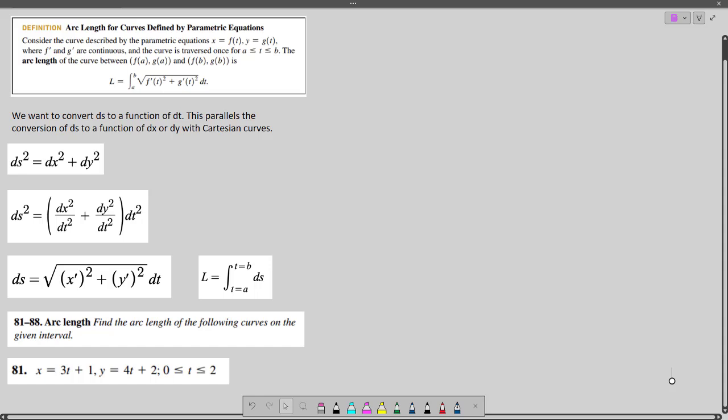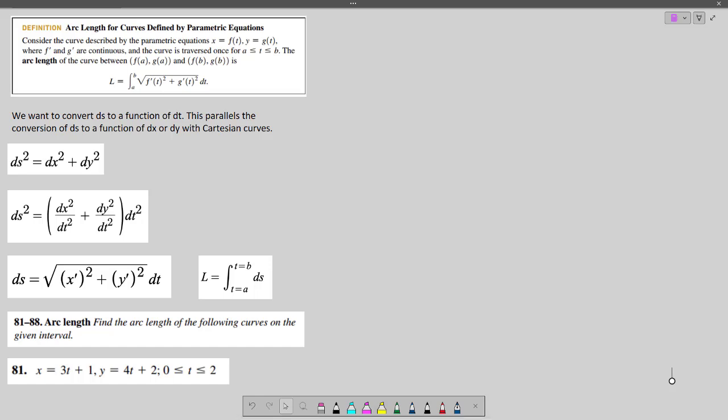So this is the way I would look at the equation up there. So instead of this square root right there, I would just treat it like that. It's a little easier to remember. It's just the square root of the sum of the squares of the derivatives.